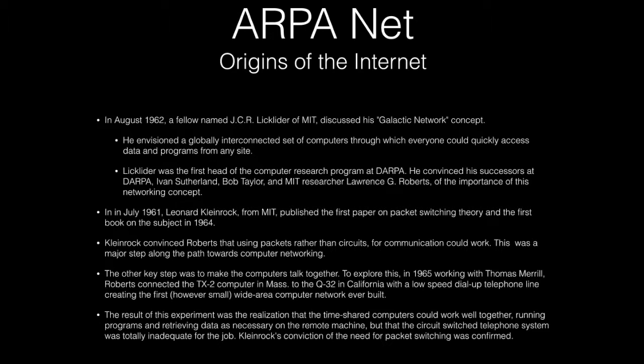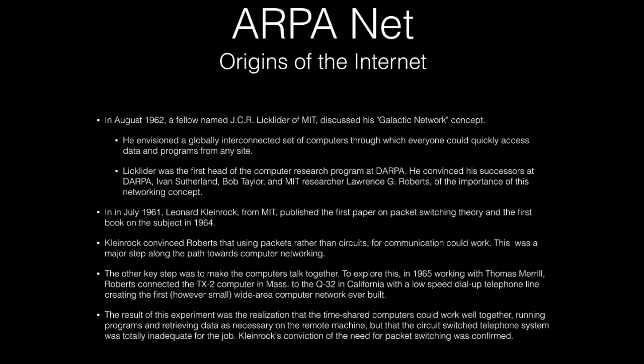So we're going to go back to 1962, a bit of history on the internet. A guy by the name of Licklider from MIT had a concept called a galactic network, which was sort of kind of cool. He envisioned this global interconnected set of computers that everyone could access data and programs from any site. So back in 1962, this guy was thinking what we use today. He was the first head of the computer research program for DARPA, which was a defense agency research organization. And then he convinced his successors there, a guy by the name of Sutherland and Taylor, and another one named Roberts, of the importance of this concept of this galactic network, if you will.